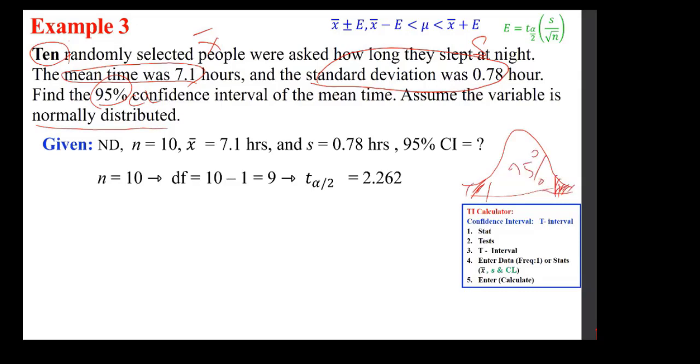You calculate the E, which is T alpha over 2 times S over square root of N, or you can write it in this fashion. This is another way of writing it. Instead of calculating the E only, you can write it this way and do all of it in the same shot, and then subtract from X bar, add to it. That's good enough.